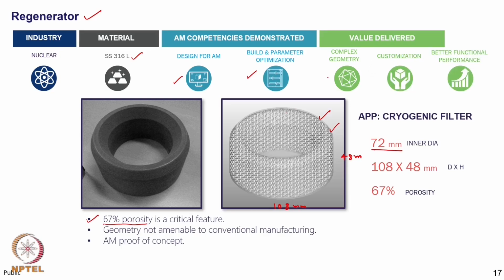We can create complicated geometries like this very easily in additive manufacturing. It's a very nice demonstration of that. Also, the topology and the shape and size of such regenerators can be achieved very easily. They can be customized as per the specific end user application. This is just one example of a regenerator. Also, since these complicated topologies can be achieved easily to tolerance using additive manufacturing, it also offers better functional performance.